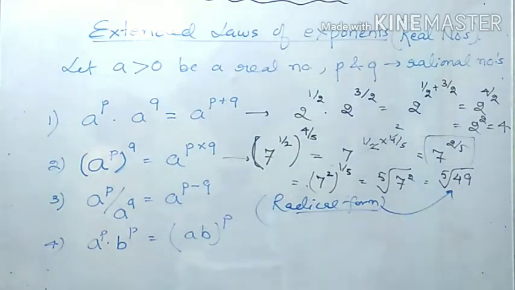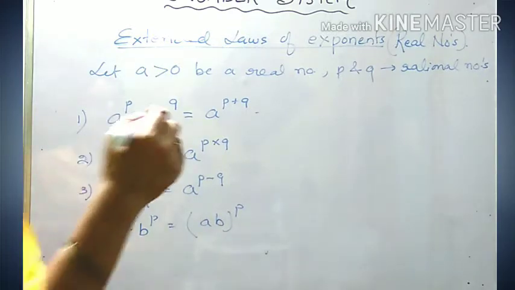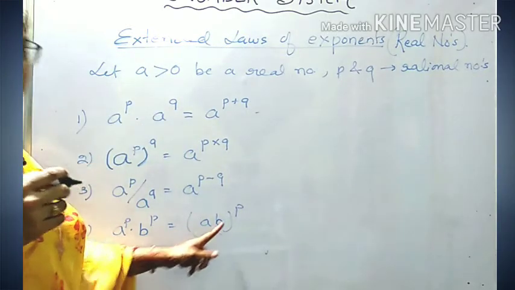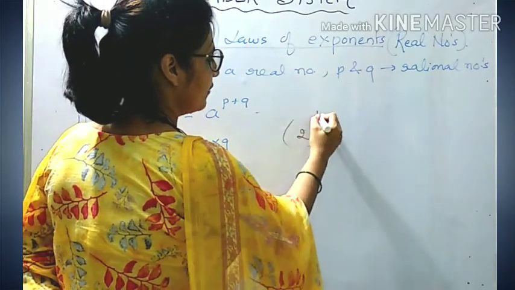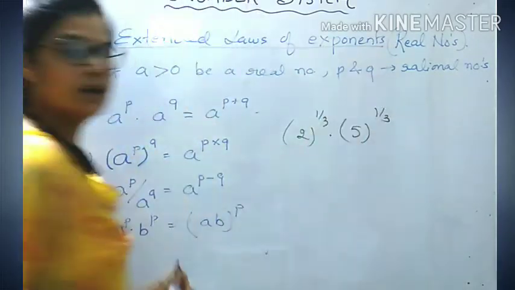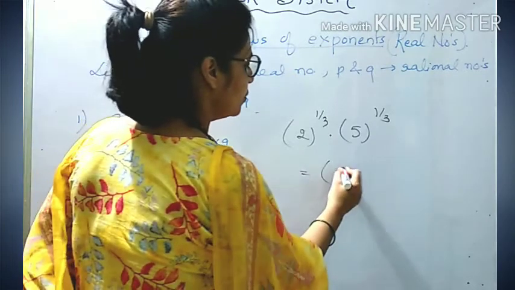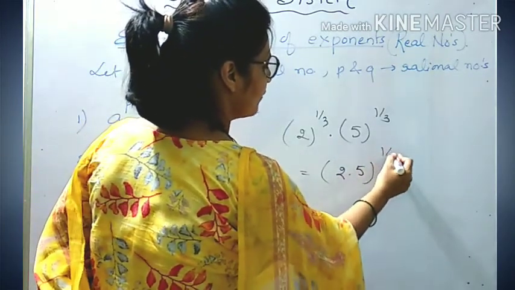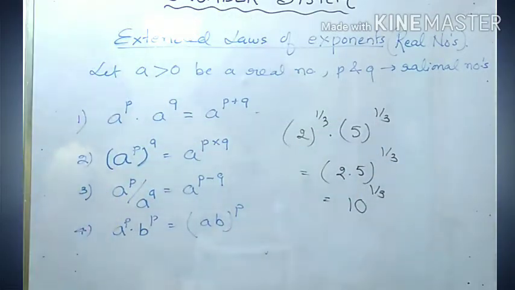Now let's move to the next law of exponent. a to the power p into b to the power p is equal to ab to the power p. So now suppose we have 2 to the power 1 by 3 into 5 to the power 1 by 3. So according to this law, what will we have? We will have 2 into 5 to the power 1 by 3. So what is our answer? 10 to the power 1 by 3.